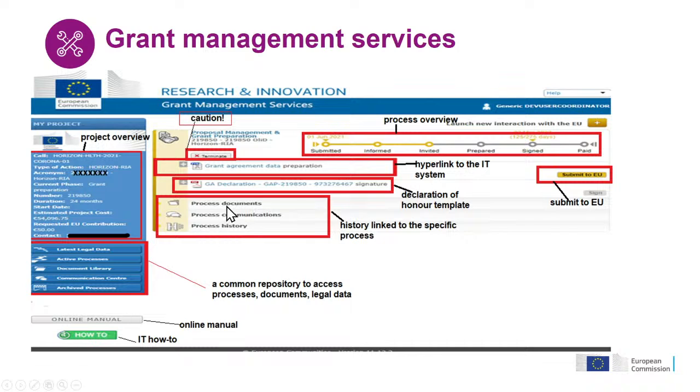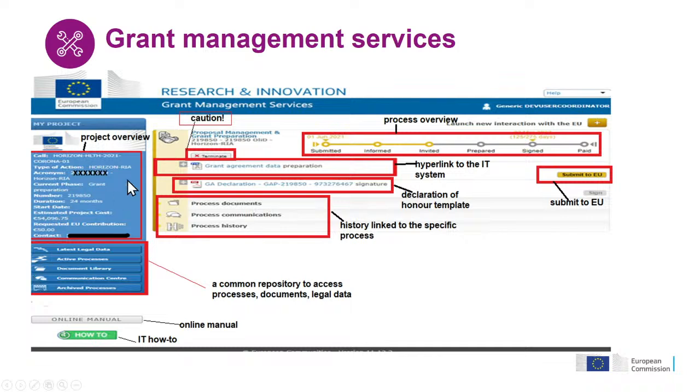In this case, for example, here you have to select grant agreement data preparation. So you will enter here to prepare the grant agreement data. You see also the declaration of honor that you will need to sign. You have all the documents that are related to this process, and communications that maybe you exchange with the project officer.